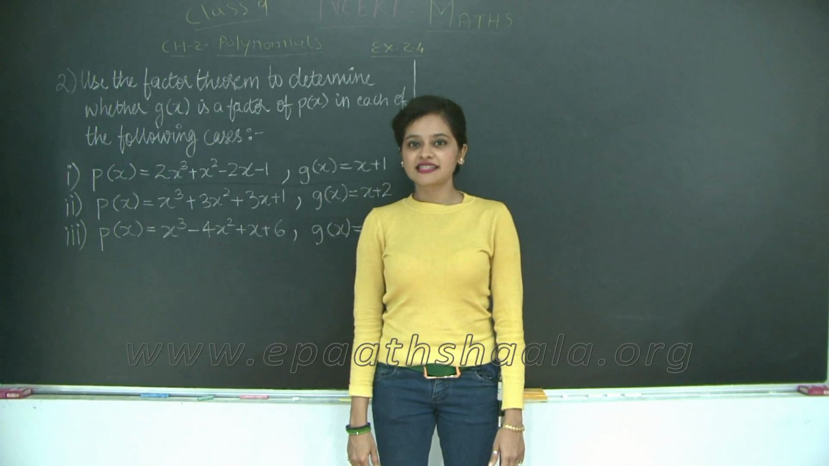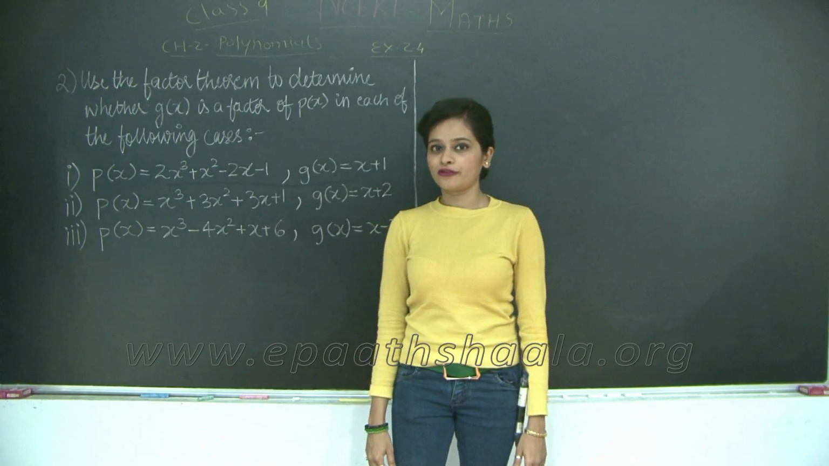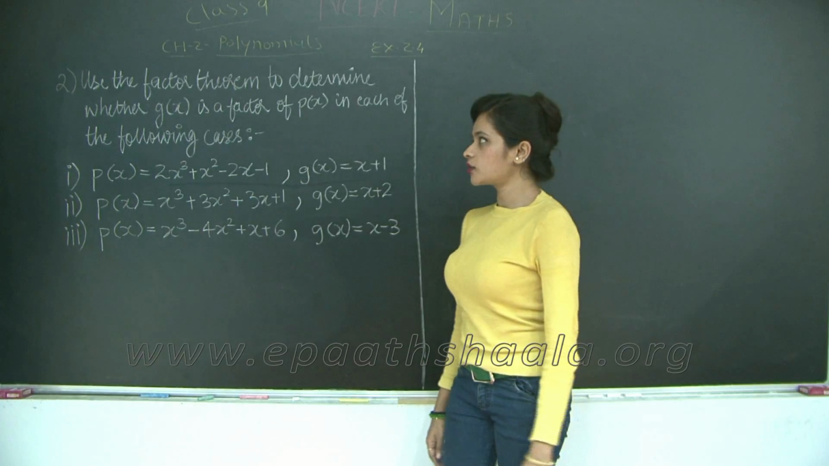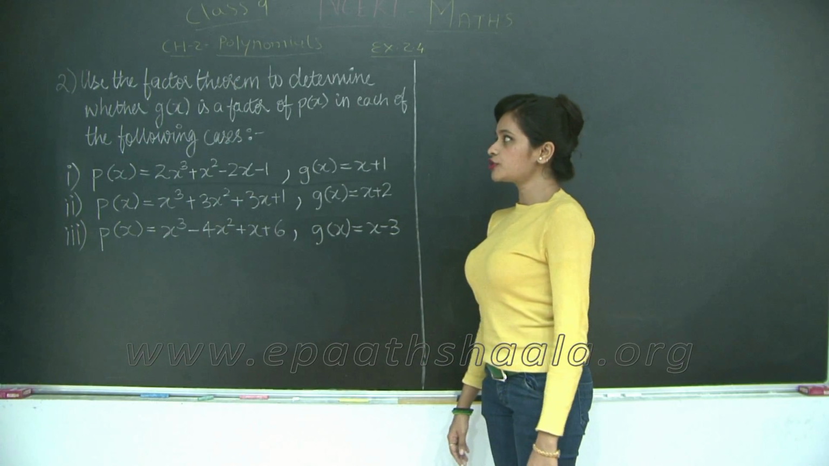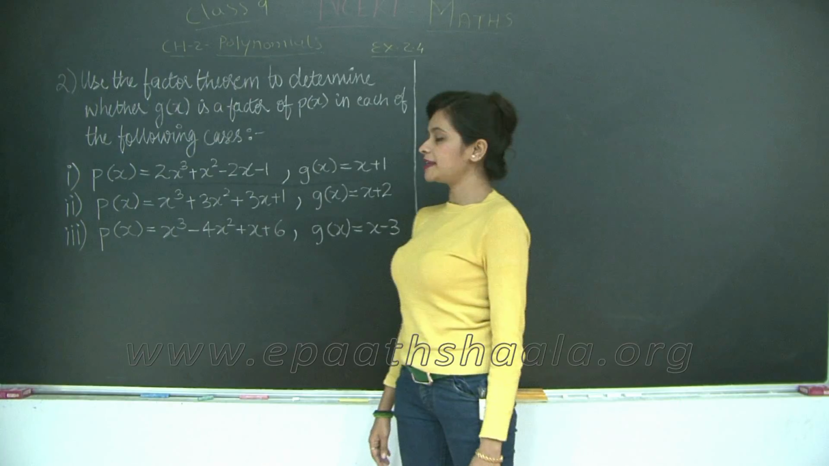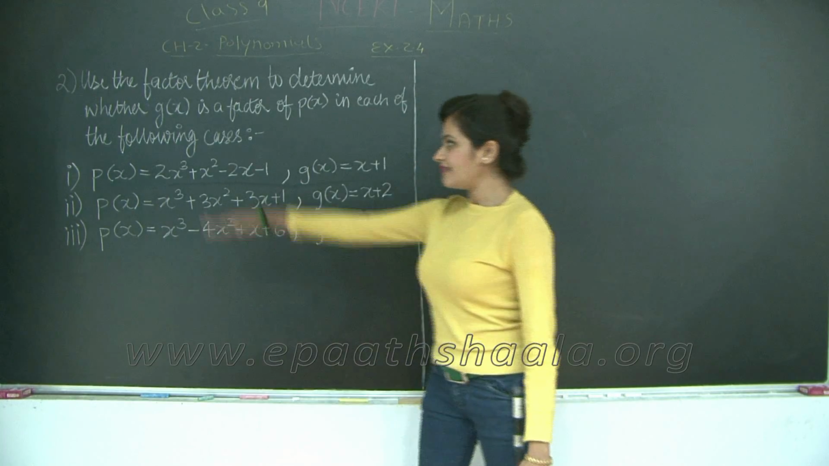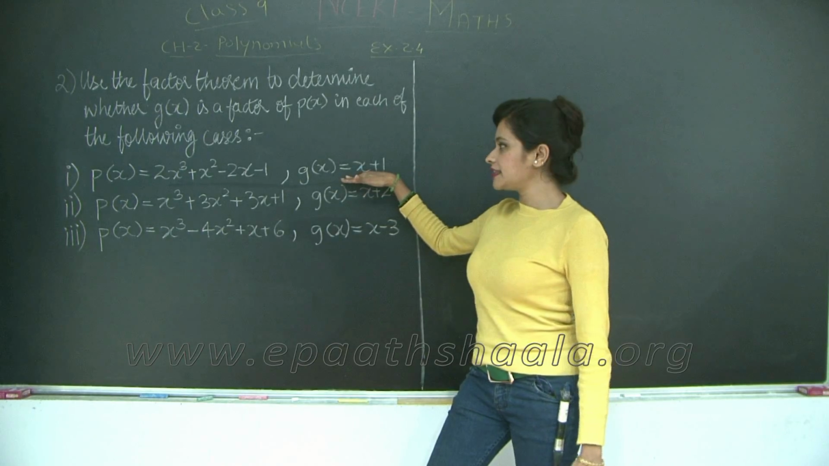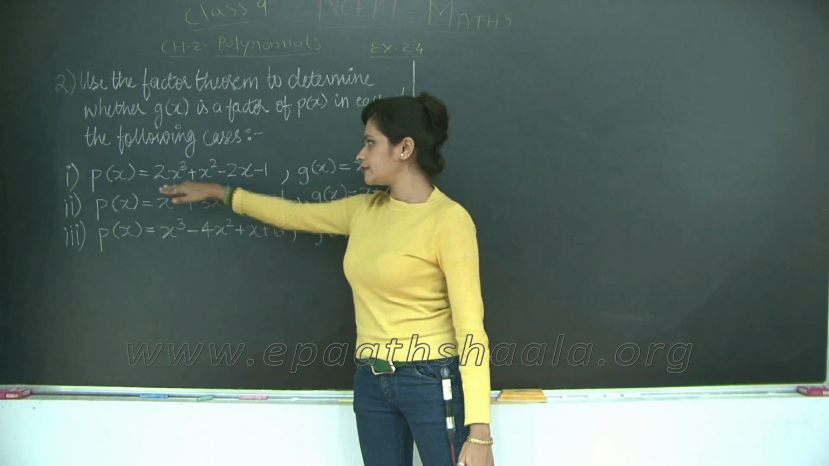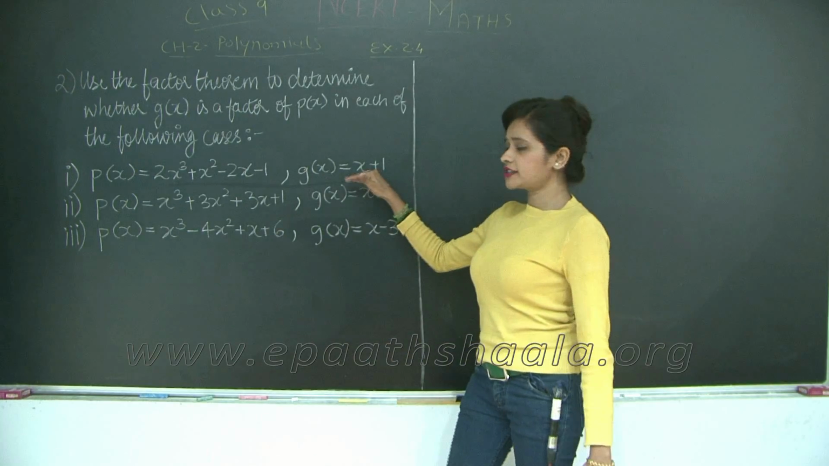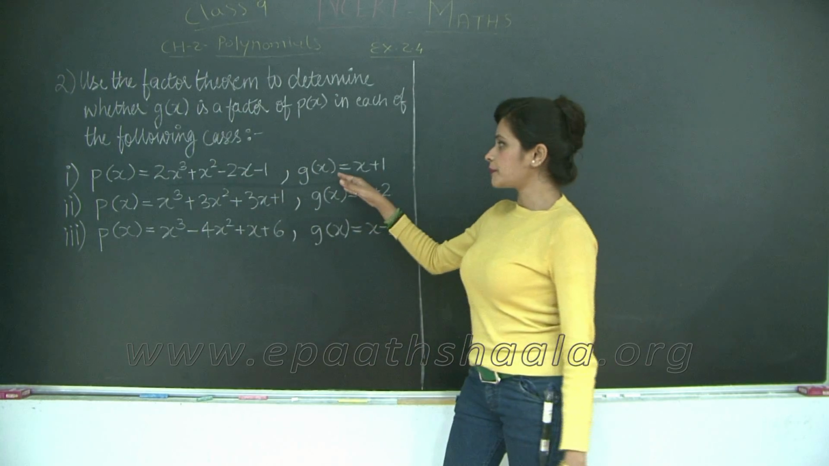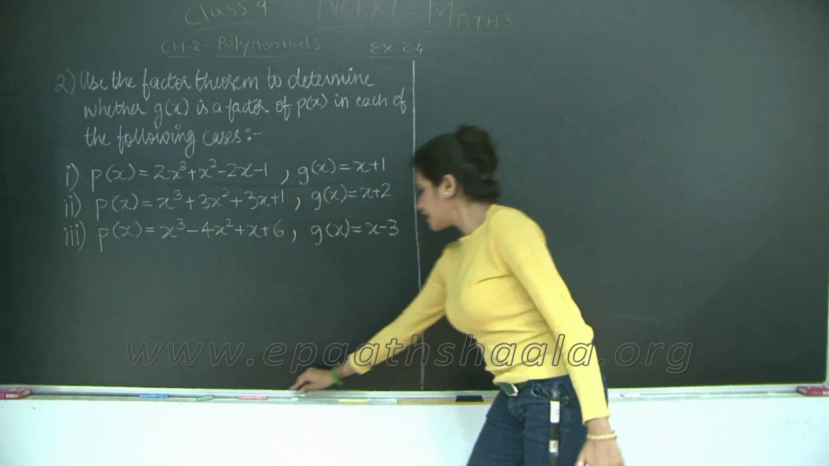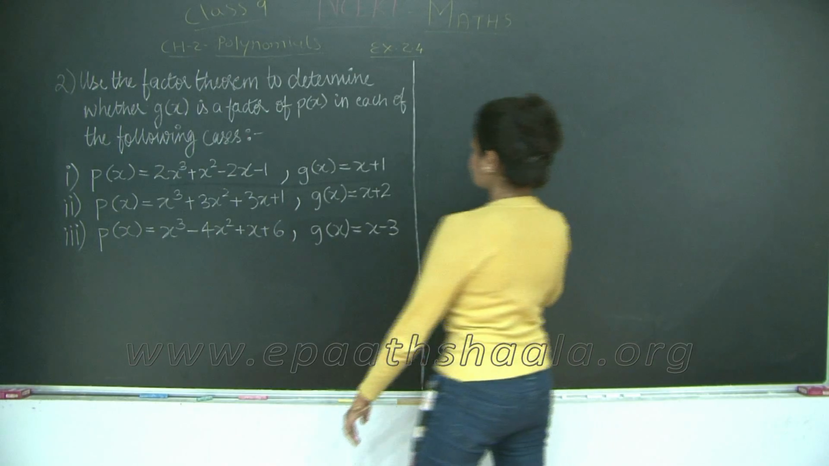Hello students, let's continue with polynomials, exercise 2.4, section 2, which is based on factorization of polynomials. Let's read the question. Use the factor theorem to determine whether g(x) is a factor of p(x) in each of the following cases. I have listed p(x) here and g(x) here. So g(x) is nothing but the divisor and p(x) is the dividend. Now in order for g(x) to divide p(x), we are going to substitute the 0 of g(x) into p(x). That is, let us go ahead and solve it.